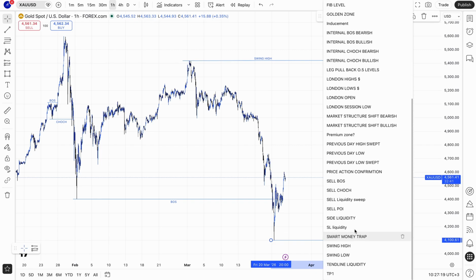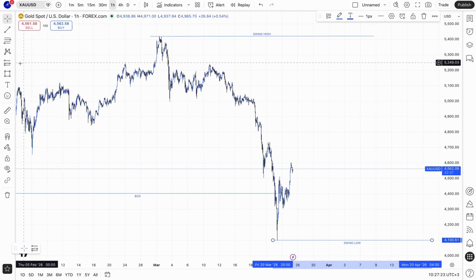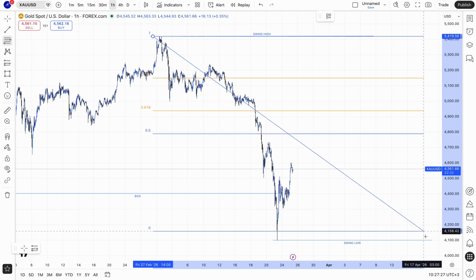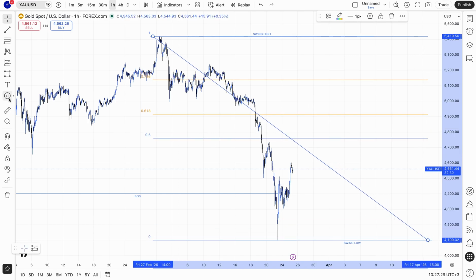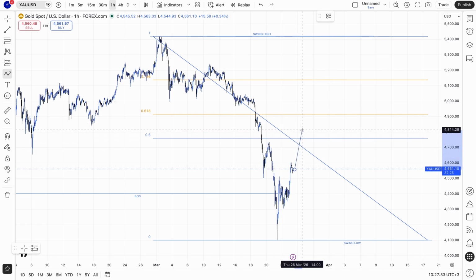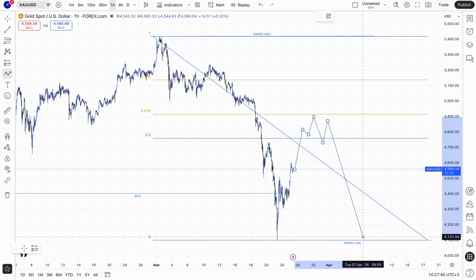So we can clearly measure out our premium and discount zone. And I would like to see the gold prices coming back to our premium prices before we look for that shift, then we start selling.